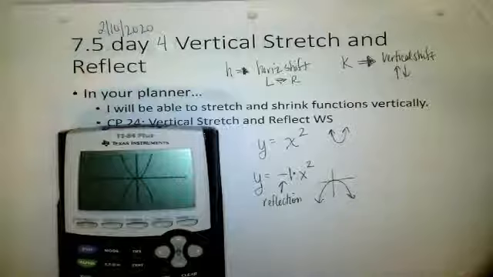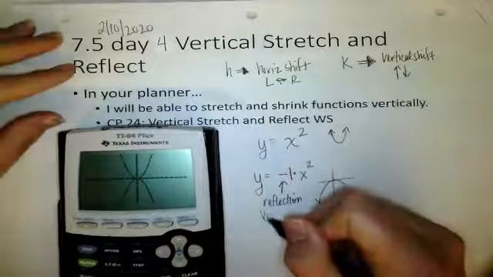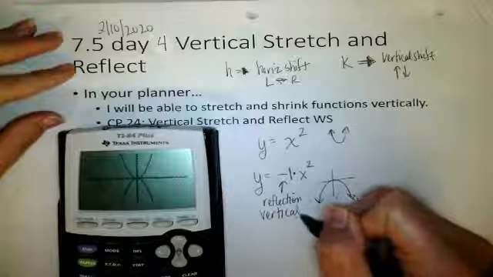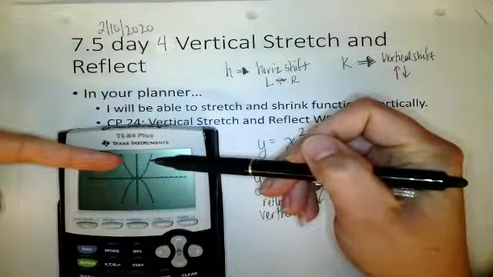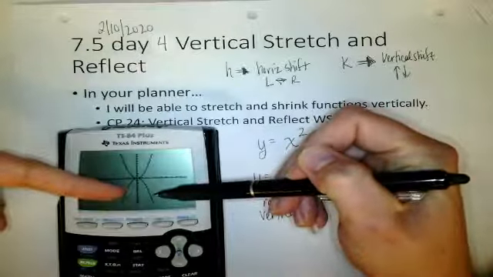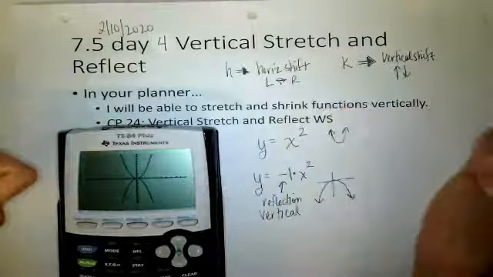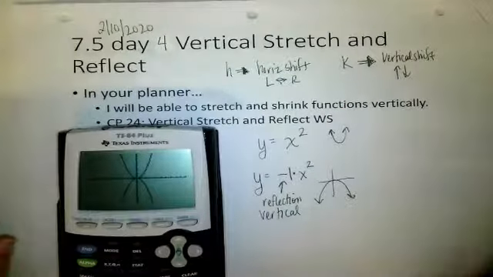All right. So that negative is what I lovingly call a vertical reflection. And you can see that what's happening is we're taking these positive y values, and they're just flipping vertically, flipping over the x-axis. So those negatives cause our graph to flip upside down.